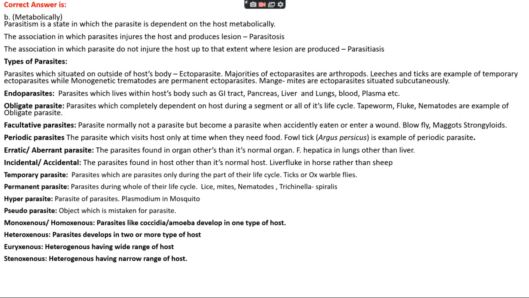Heterogenous parasites are parasites that develop in two or more types of host. Euryxenous are heterogenous parasites having a wide range of hosts, so they are known as euryxenous. Stenoxenous are heterogenous parasites having a narrow range of hosts, so stenoxenous.